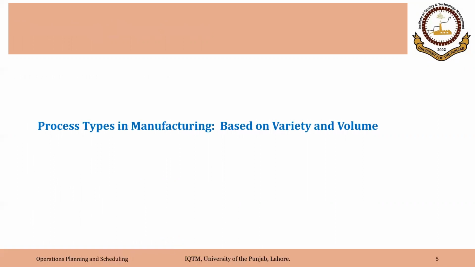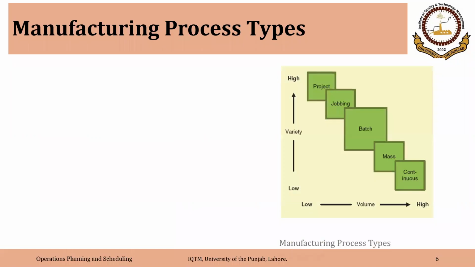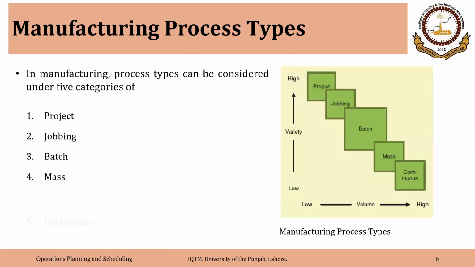So first, process types in manufacturing based on variety and volume. So this is the figure that I use to clarify this concept. On the x-axis, we have volume, and on the y-axis, we have variety. So we have project processes that have high variety but very low volume.